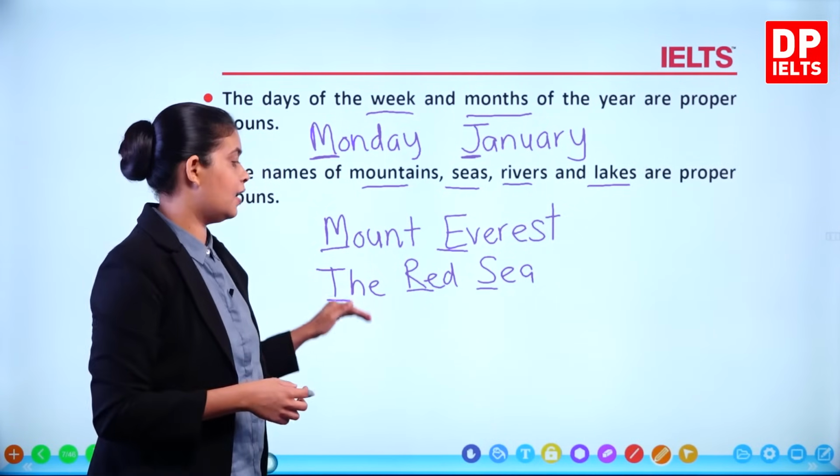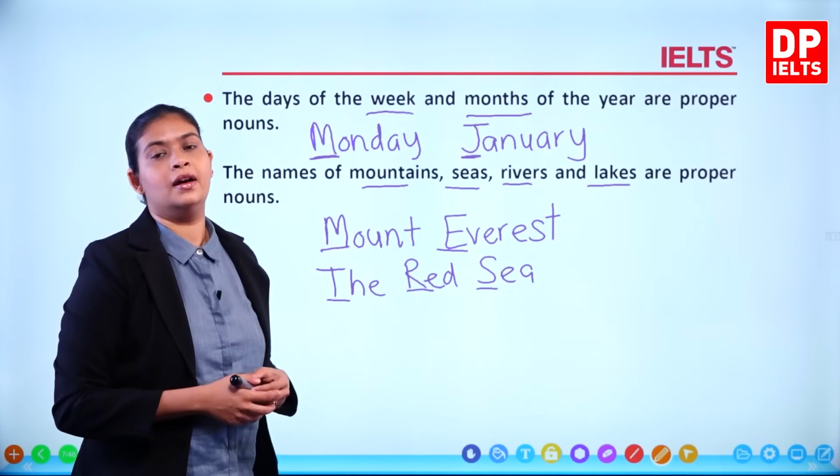Therefore, we start the first letter with a capital letter.